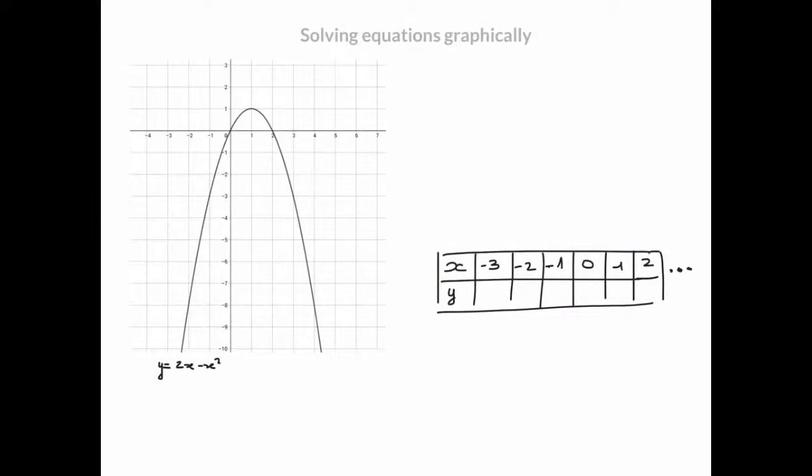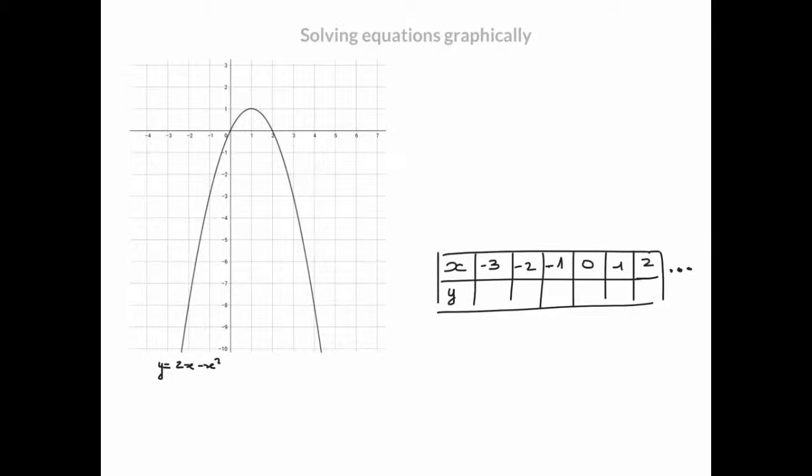Hi everyone, and welcome to this first part of this tutorial on how to solve equations graphically. Today we're going to work from the graph of y = 2x - x². So the graph is shown right there. It's a parabola facing down, because of this x² here is negative.